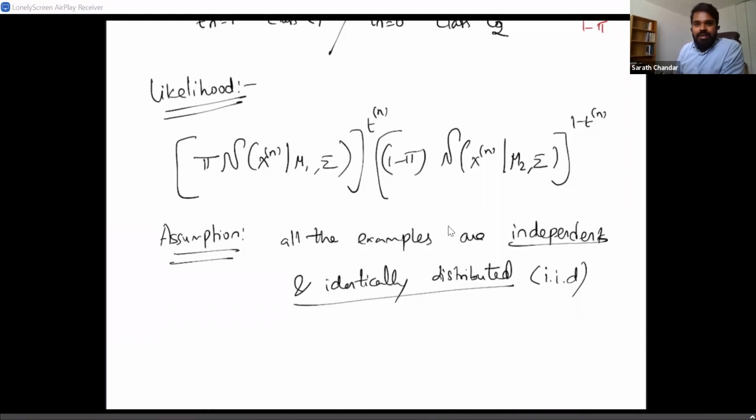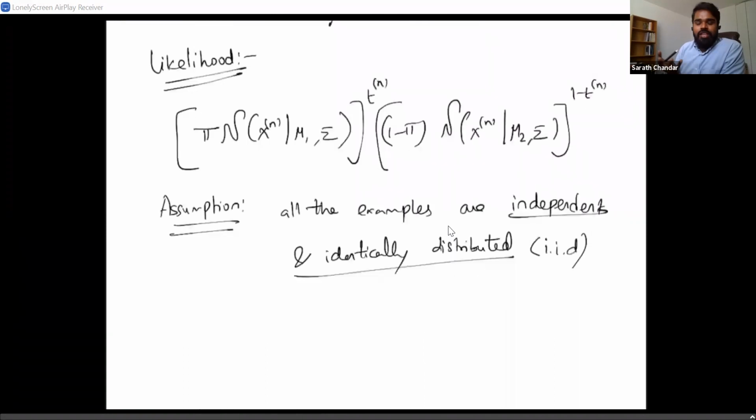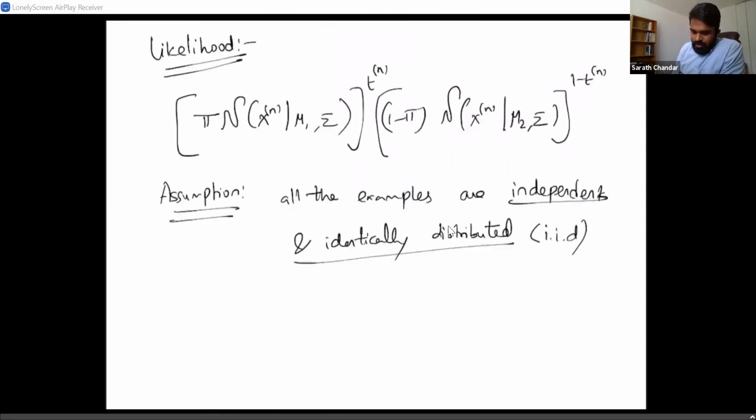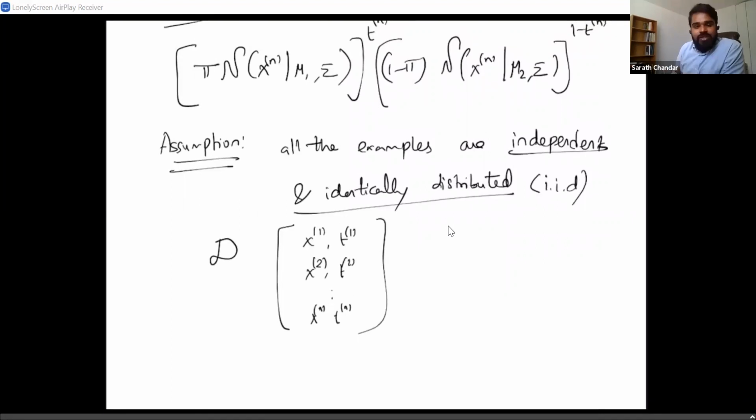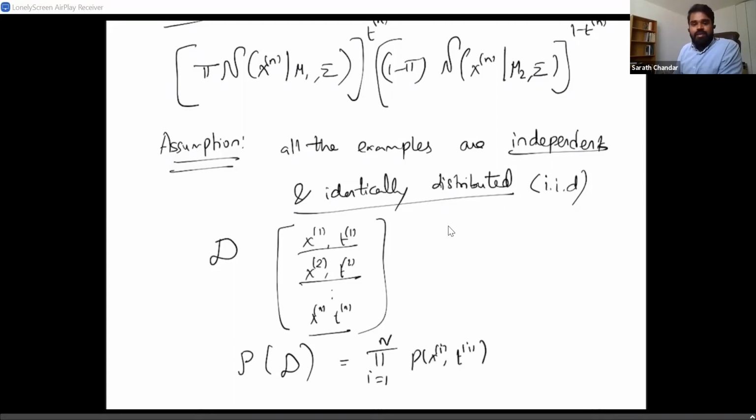If all the examples are independent, then the joint probability of the data set, let's say I have a data set which is a bunch of x1, t1, x2, t2, and so on, xn, tn. This is my data set. The identically distributed assumption means that all these examples are coming from the same distribution. And the independence assumption tells us that the probability of the entire data set, which is what we want to maximize, is given by the product over i equals 1 to n of the probability of xi, ti. So the joint probability of the data set can be decomposed into a product of individual data points.